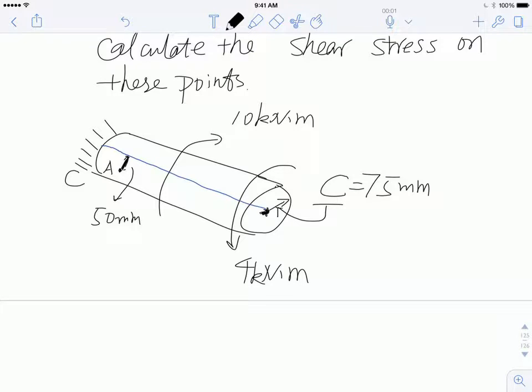Also, there's another one, which is B. Now B is a special point because it's right on the outside of the radius. So this distance over here, for B, is 75, which is equal to the radius.